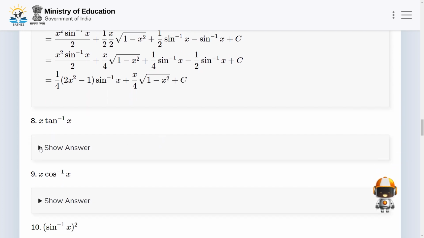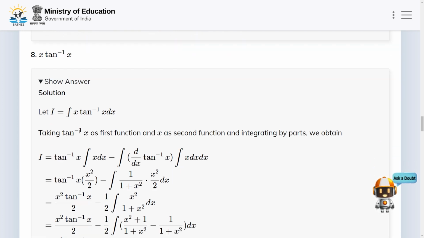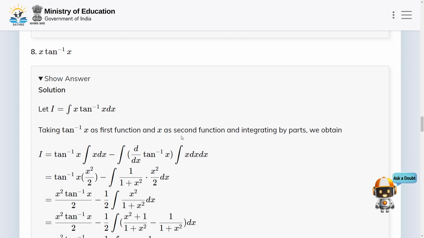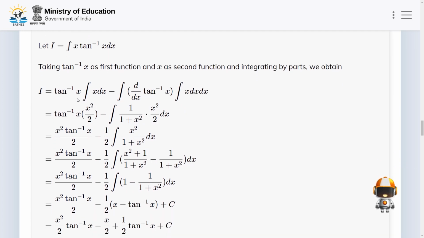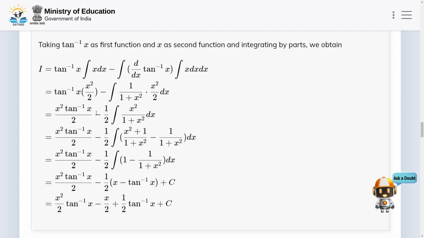Okay. Now the eighth problem: tan inverse x will be your first function and x will be your second function. So this means tan inverse x, integration of this will be x square by 2, minus differentiation of this, which will be 1 by 1 plus x square, multiplied with integration of this, which is x square by 2. This means x square tan inverse x by 2 minus half integration of x square by 1 plus x square dx.